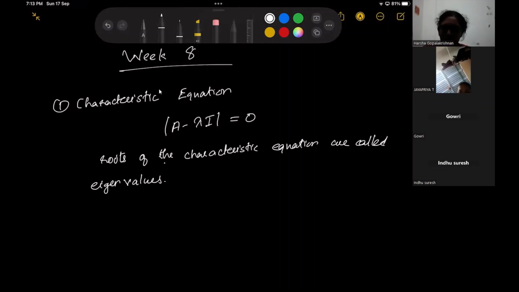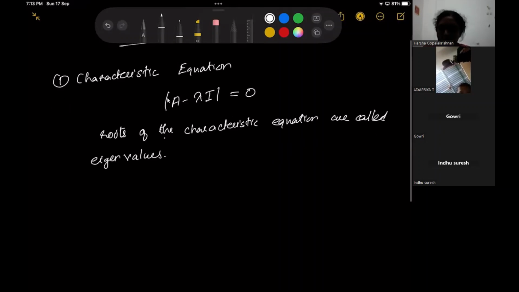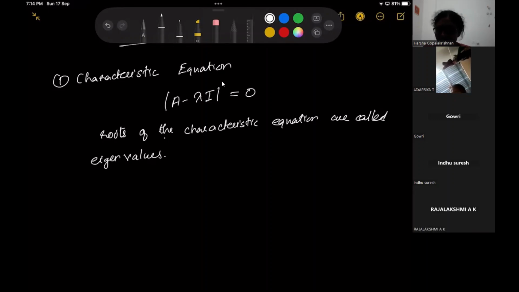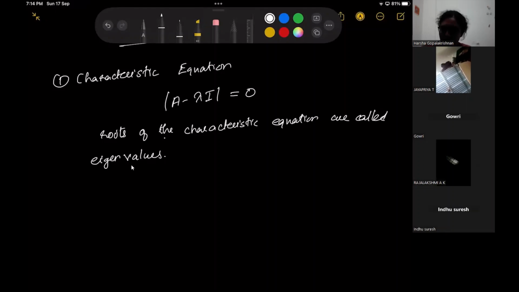Okay, any doubt? If A is an n by n matrix, then it will be a degree n polynomial, and the roots of that polynomial are called eigenvalues. That polynomial is called the characteristic equation, and the roots are called eigenvalues.